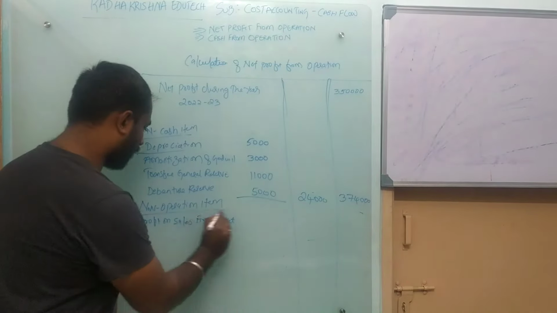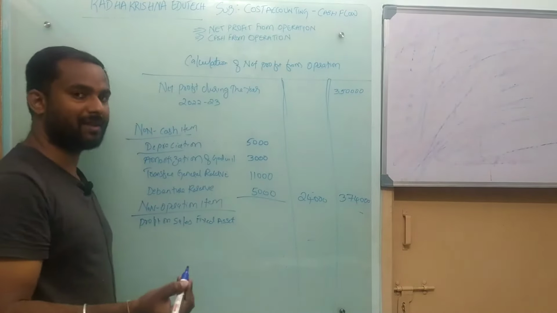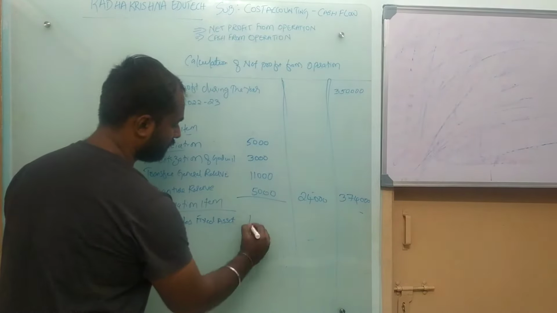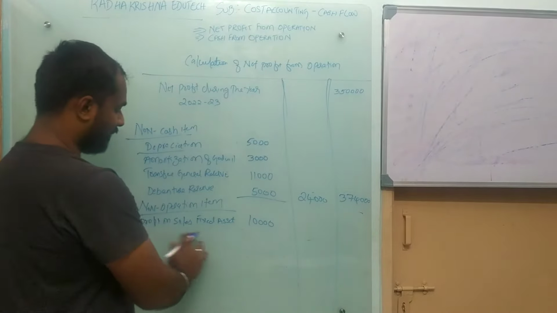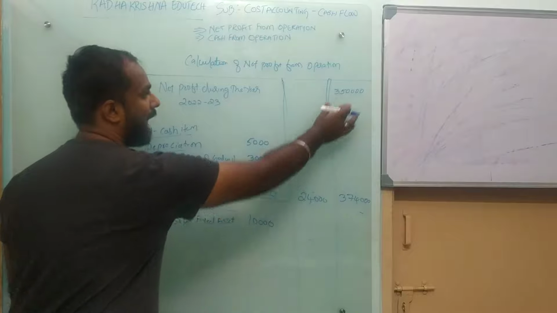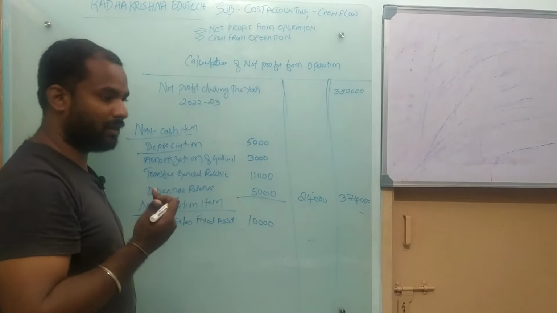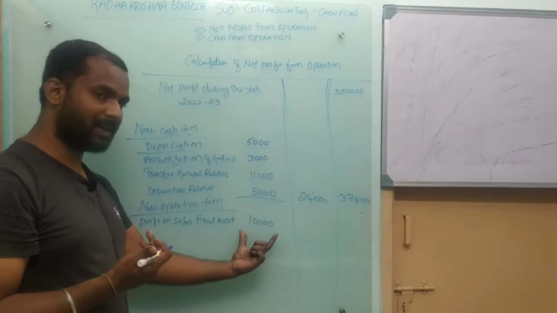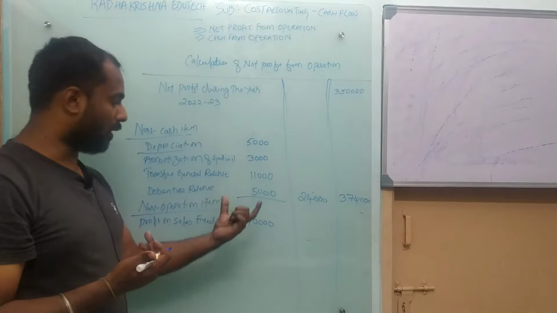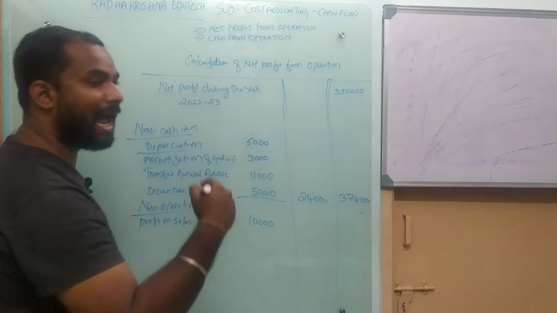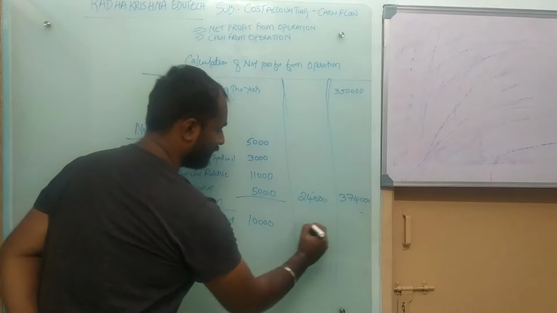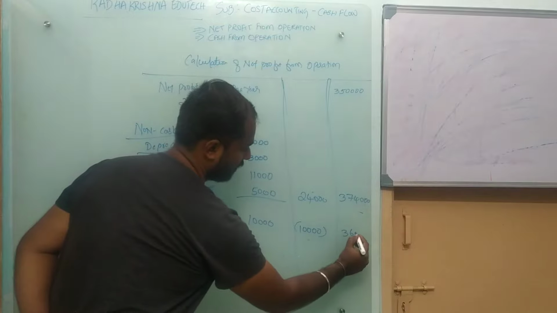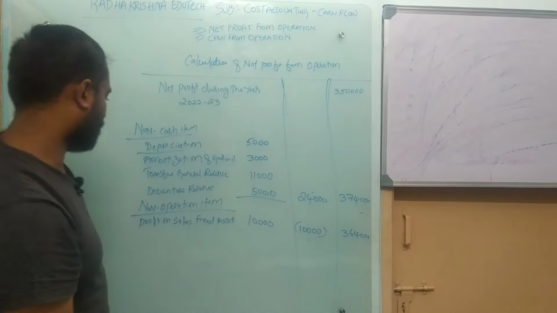The next item is profit from fixed assets. While selling my fixed asset, I have earned a profit of 10,000, say. This profit you would have added in your net profit, right? But this is not an operation item, this profit is not a profit from operation. So you will reduce this value. If I reduce 10,000, I get 3,64,000.